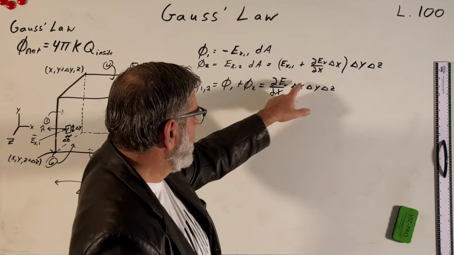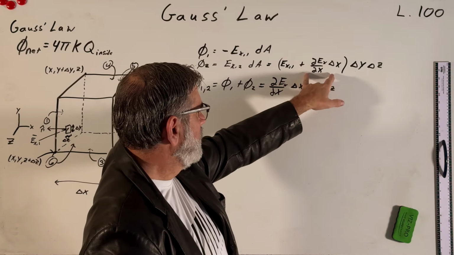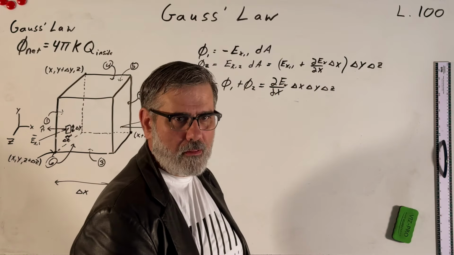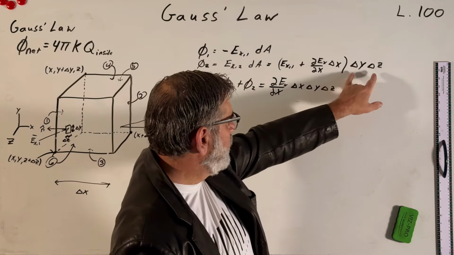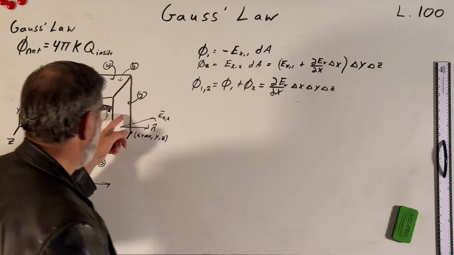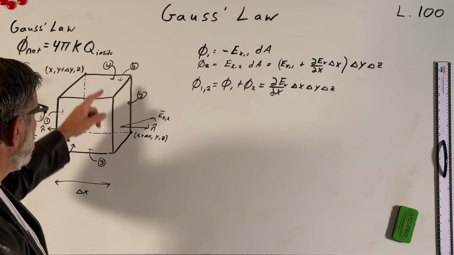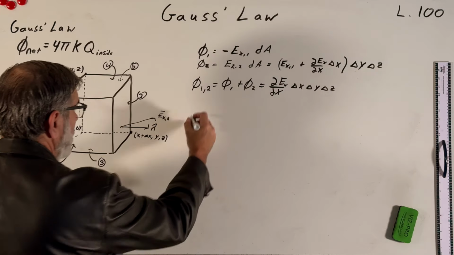So we got the delta x because it was tied to this rate of increase as we went from phase 1 to phase 2, right? And then we got the delta y and the delta z because that was the area that we used when calculating the flux. We can do the same thing for phase 3 and phase 4, right?